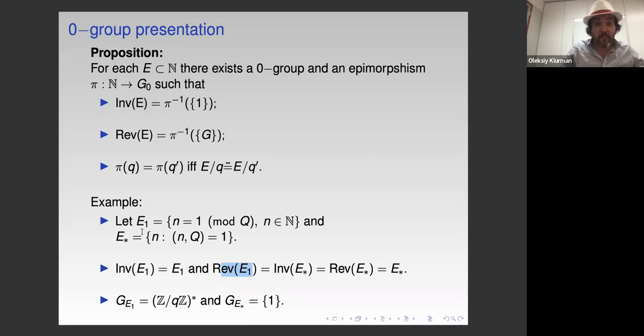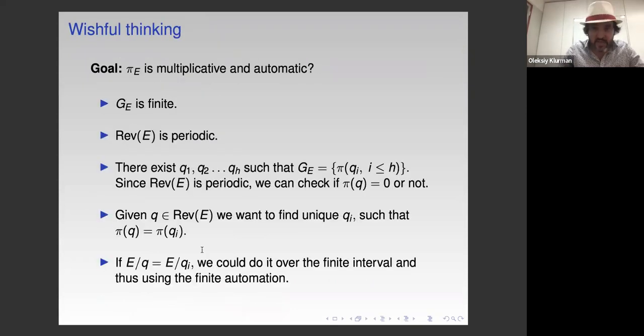And this pi is just the multiplication. So the group is just (Z mod qZ) star, with multiplication, and the map pi is just a mod q. So this is nothing really complicated. So I'll stop here, but I will tell you one word. This was the last slide actually. I will not comment on that, but what is your wish for specialists? Your wishful thinking is to prove that pi of E is automatic. And we don't know how to prove it.